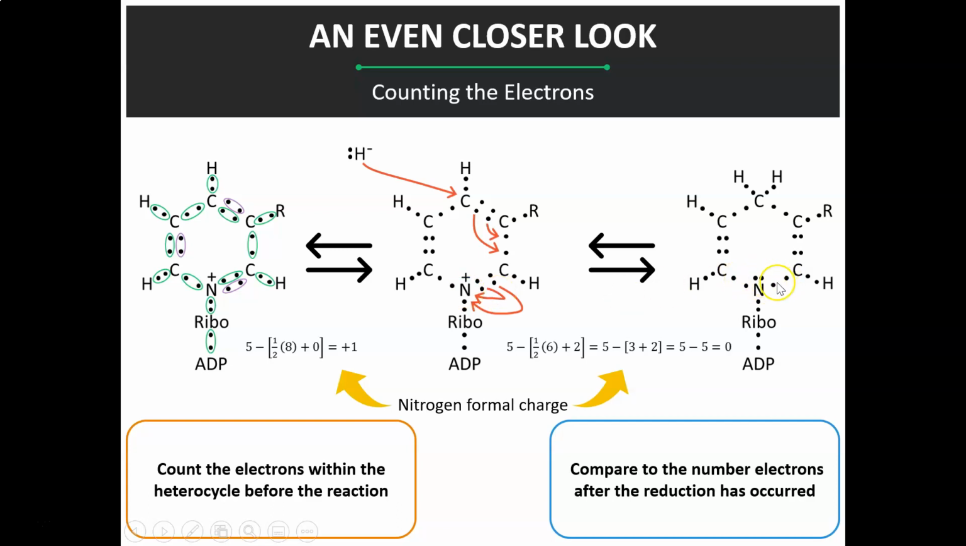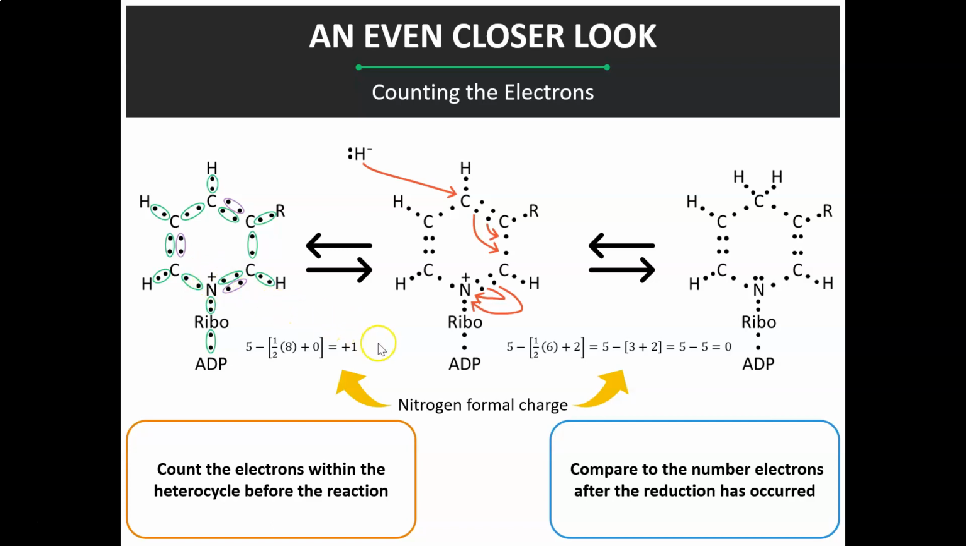We can also check the formal charge on the nitrogen in the ring structure using the formula: the number of valence electrons minus half the number of bonding electrons plus the number of lone electrons. Nitrogen normally has 5 valence electrons, and in this case it has 8 in bonds and 0 lone electrons. Using this formula on NAD, this provides 5 minus 1/2 of 8, the number of electrons in bonds, or 5 minus 4 equals 1. This means that nitrogen has a charge of +1 in the structure of NAD+, which is where the positive charge on NAD stems from.